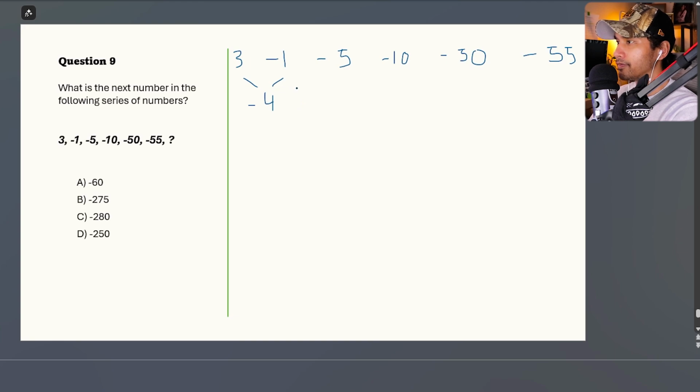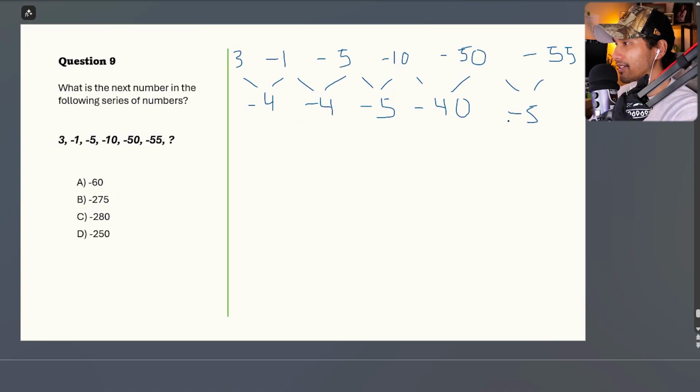And you're like, okay. Let me get from here to here. And that also is -4. And then from here to here, that is -5. But then from here to here, this is a 50. You're like, wait, it's -40? And then from here to here, it's -5. Like, it doesn't make sense, right? There's no apparent pattern there.